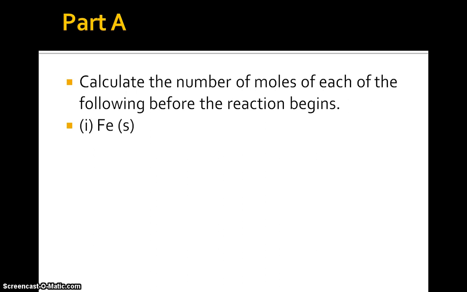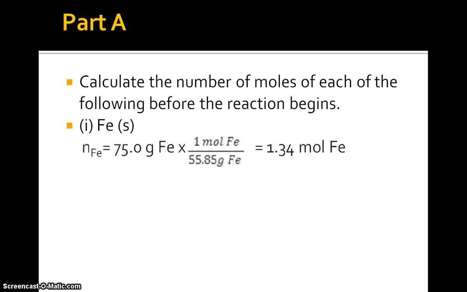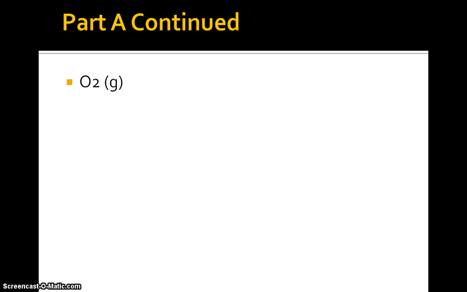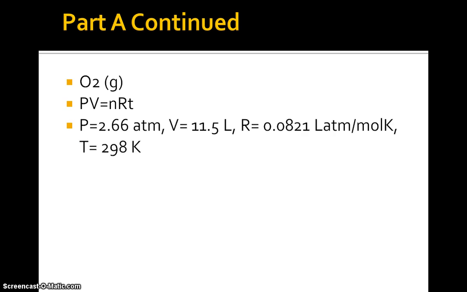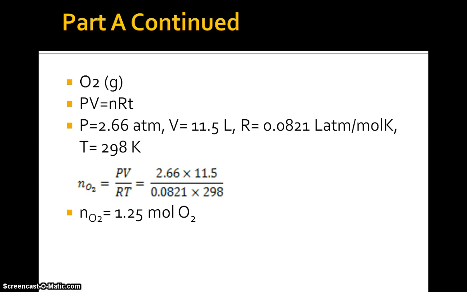So first we are going to find solid iron. We are given the 75-gram sample, so we are going to do a simple stoich problem, and by using the molar mass, which is 55.85 grams, we divide by this number to find the moles of iron, which is 1.34. For part 2 of part A, we're going to find oxygen. Based on our givens, we can use PV equals nRT. Once you plug in your values, we find that the moles of oxygen is 1.25.